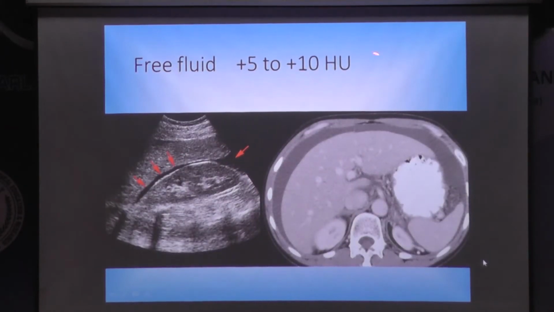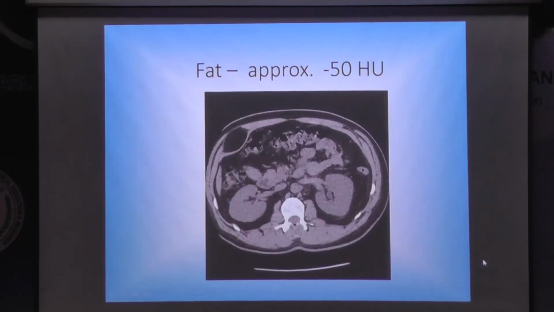Now the second important thing which you want to pick up is free fluid in the abdomen, and that is what free fluid looks like. Ultrasound is the mainstay of picking up free fluid. You can see a thin rim of fluid here in the Morrison's pouch between the liver and the kidney. So this is a CT image showing the same free fluid. How do you identify fluid? You measure the CT value, and if the CT value is in the 5 to 10 HU range, then you can assume that it is fluid.